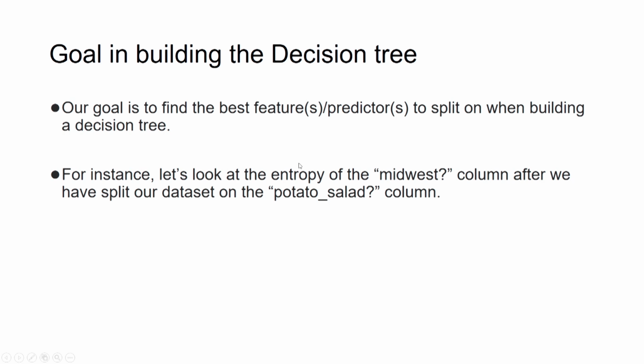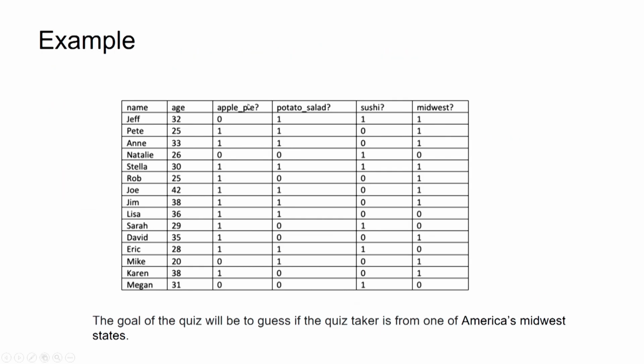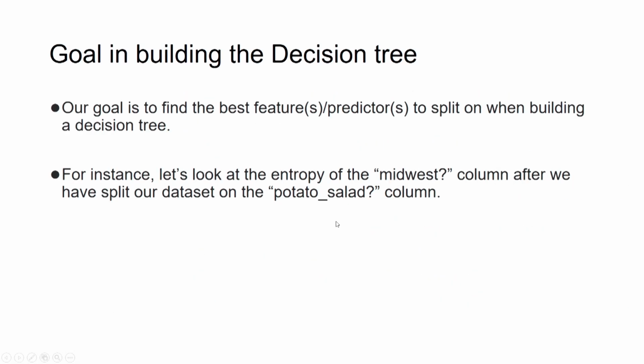Then what will we do? Now, our goal is to find the best feature, or best predictor, to split on when building a decision tree. At this step we need to find out which feature we should use for splitting. So, how many features are there? We are considering apple pie, potato salad and sushi. So, let us start with potato salad.